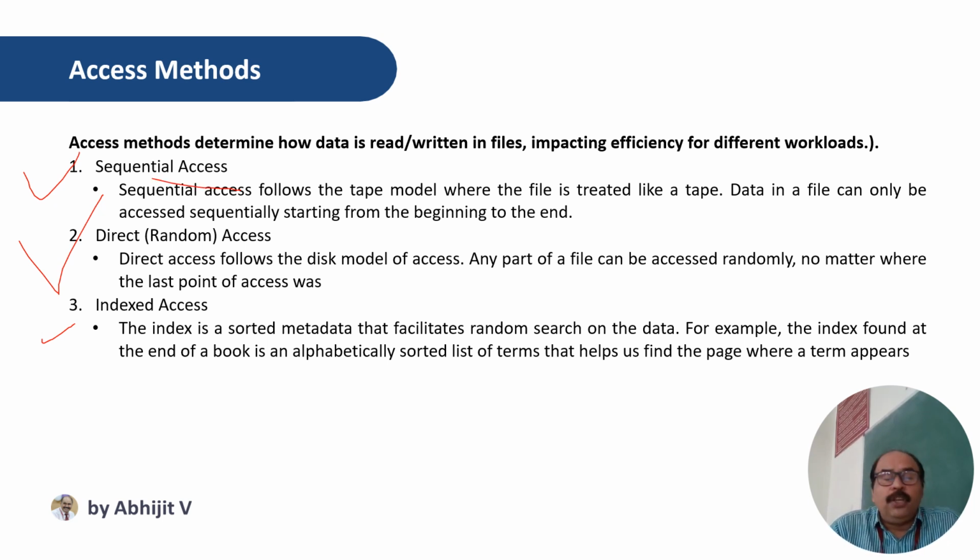The first one is called sequential access. Sequential means one after the other. You have one file, then the next one, and so on. Like a tape model, one after the other, data in a file can be accessed only sequentially from beginning to end. This is one access method.